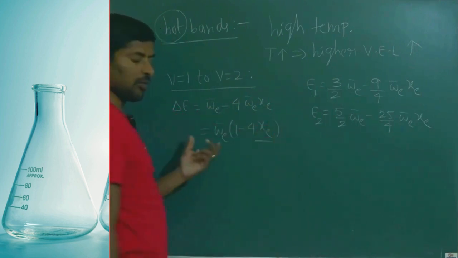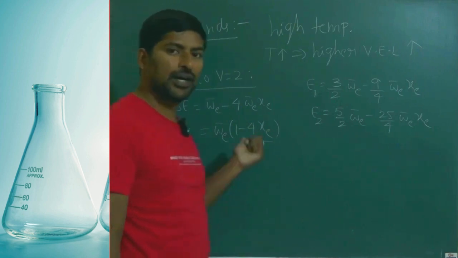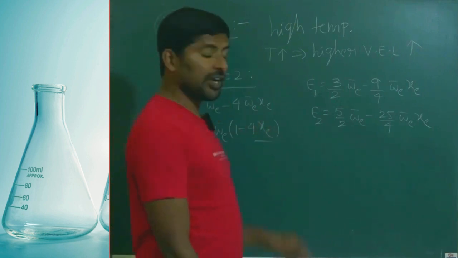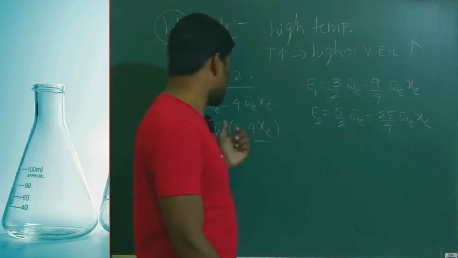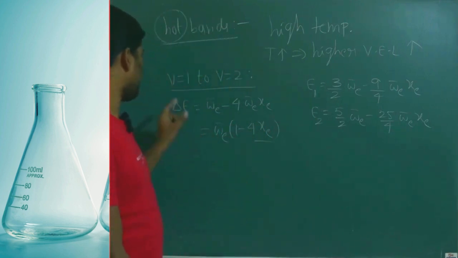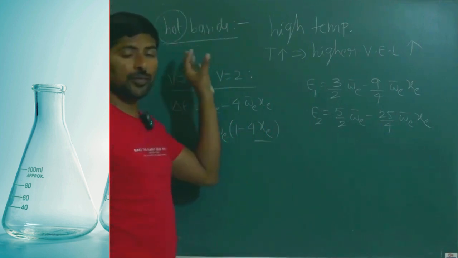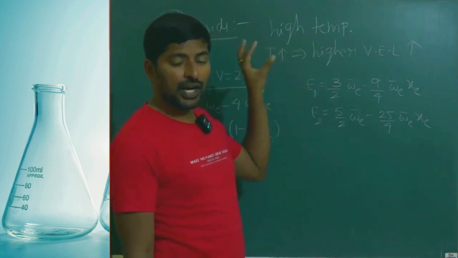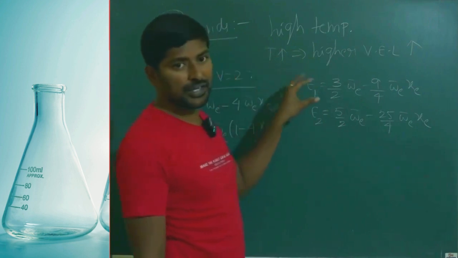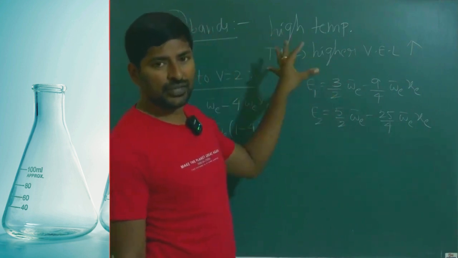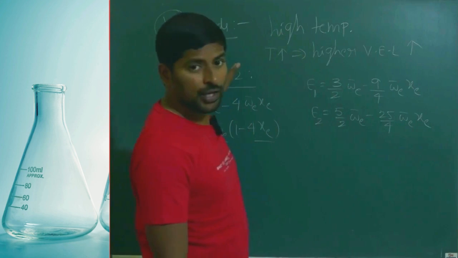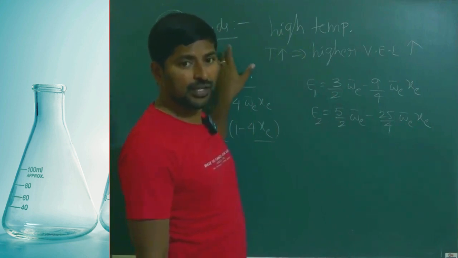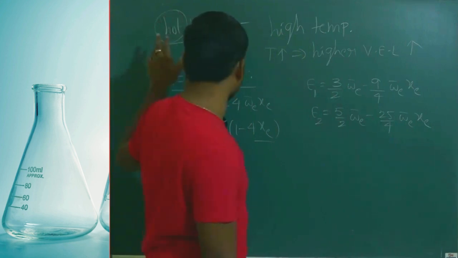For a small XE value, this is also observed at omega bar E. The first hot band is also observed almost at omega bar E. Why are these called hot bands? These transitions occur from higher vibrational energy levels, which are generally not populated. If you increase the temperature, those levels are also populated, and in such cases we may observe these hot bands. That's why these are called hot bands.